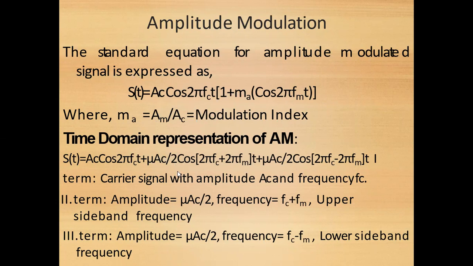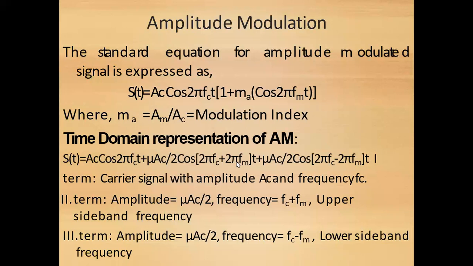Why we got 1 by 2: if you observe, it is cos 2 pi fc t multiplied with cos 2 pi fm t. It is in the form cos A into cos B. The standard mathematical formula for cos A cos B is 1 by 2 cos of A plus B plus cos of A minus B. By that formula, we are representing this equation here. We have opened this bracket so that we can represent the standard amplitude modulation equation in its time domain representation.